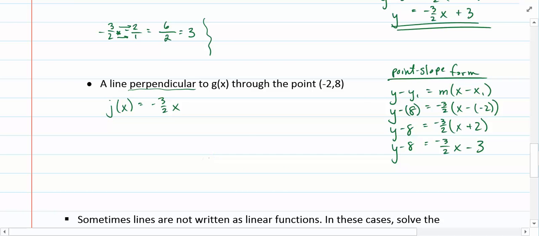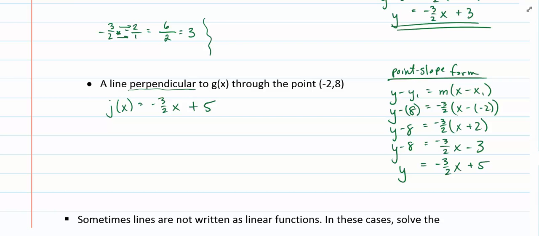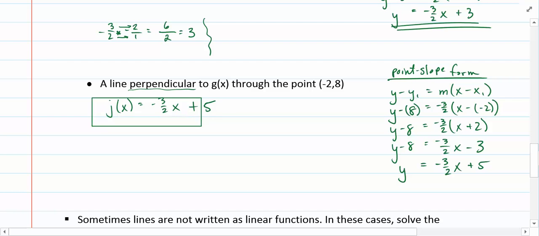Now we didn't luck out this time. We're not quite finished because I haven't solved for y yet. So I do need to add 8 to both sides, and we have negative 3 halves x plus 5 as our end result. And so again, final solution, j of x is equal to negative 3 halves x plus 5. The slope was the easy part. The intercept was a little bit more difficult since we had to go through the point slope form in order to achieve that final result.